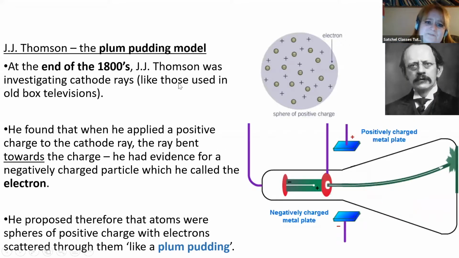Then J.J. Thomson, you may have heard of him. He contributed a lot to science. At the end of the 1800s, so yeah, it took a while, different people contributed. J.J. Thomson was investigating cathode rays. A cathode ray is a beam of electrons. It used to be on old televisions.